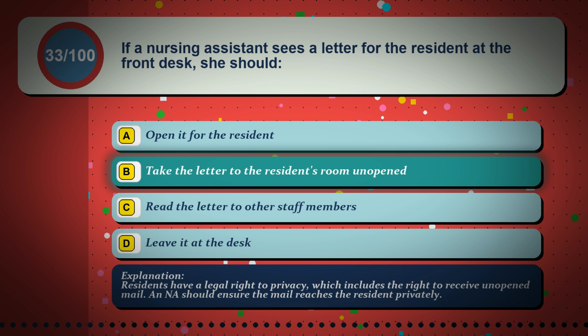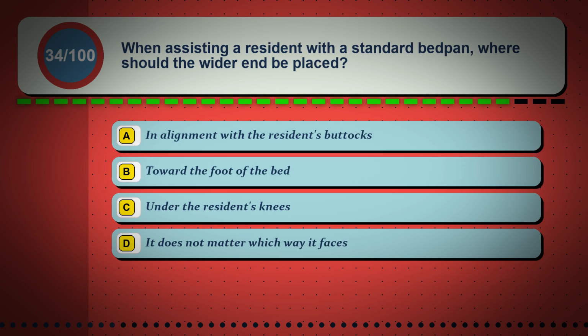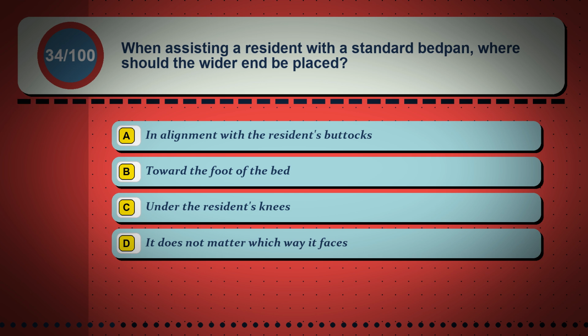Residents have a legal right to privacy, which includes the right to receive unopened mail, and the NA should ensure the mail reaches the resident privately. Question 34. When assisting a resident with a standard bedpan, where should the wider end be placed? Option A, in alignment with the resident's buttocks. Option B, toward the foot of the bed. Option C, under the resident's knees. Option D, it does not matter which way it faces.